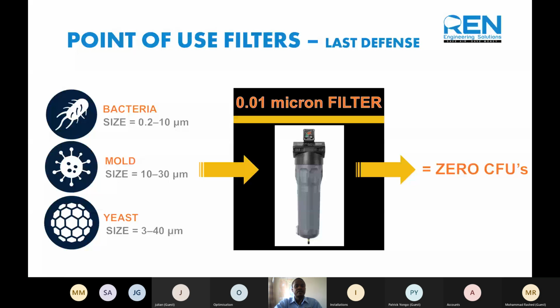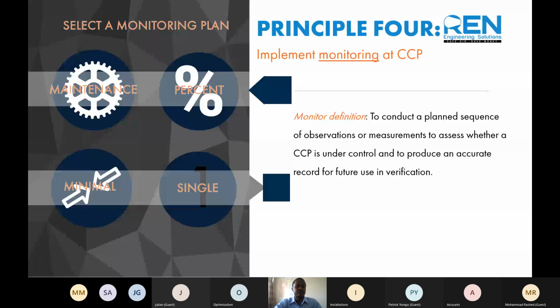The fourth principle is you need to implement monitoring at the critical control point. To monitor is to conduct a planned sequence of observations or measurements to assess whether the critical control point is under control. And of course, have a record for future reference. And this is especially true during audit period when auditors will want to see a record that you have tested your compressed air.